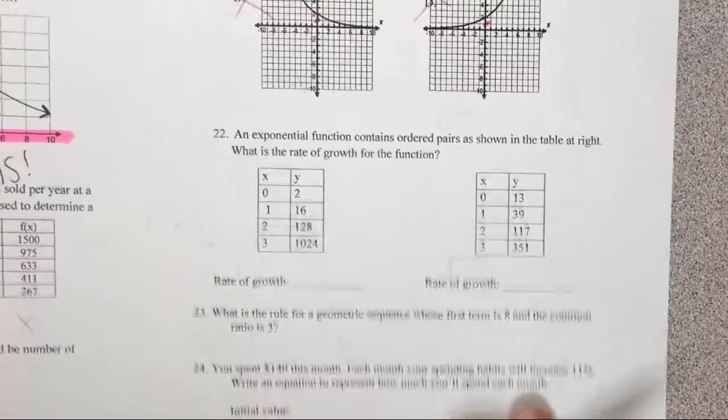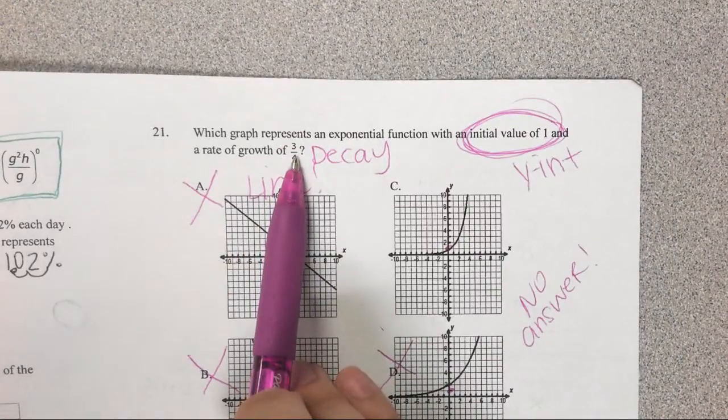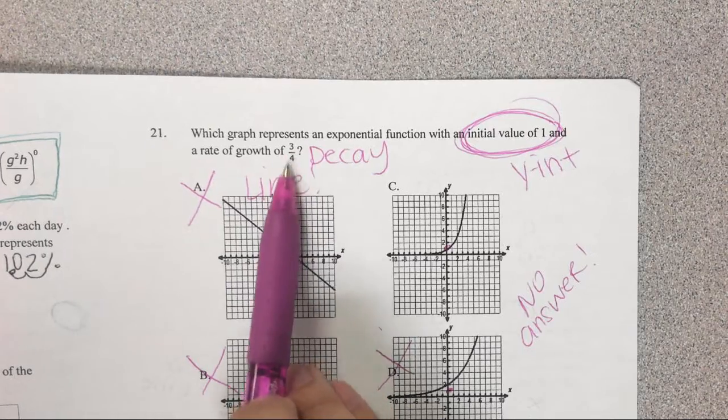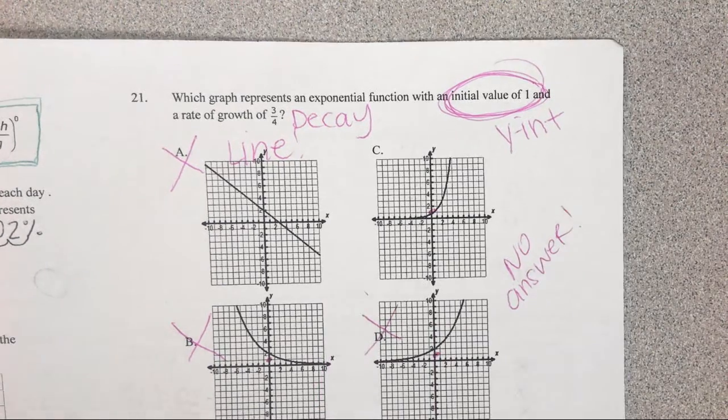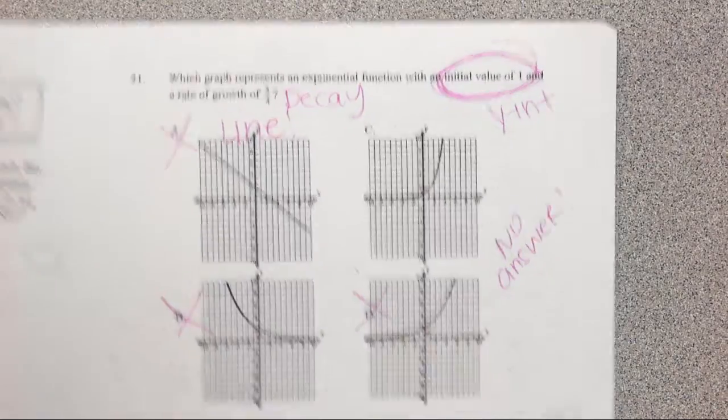Fractions are always going to be decay. Fractions, if they're less than 1, will always be decay. So after that, 3/4, and if they have a 1 by it, then it would be growth. If it had a 1 in front of it, then it would be growth because it's bigger than 1. Yep. That would be a growth because it's bigger than 1.